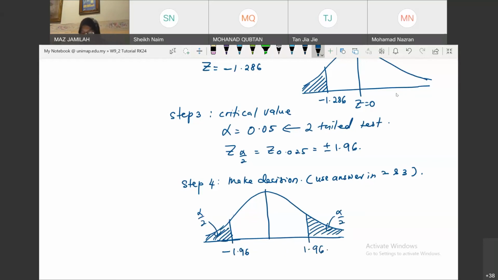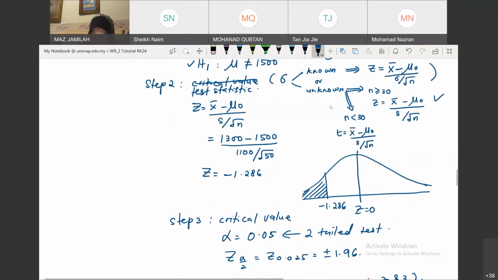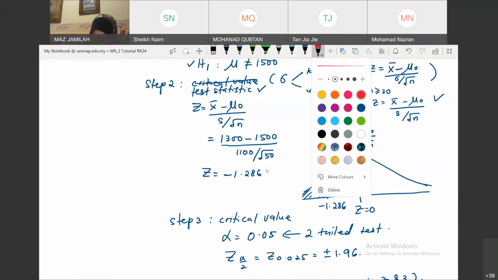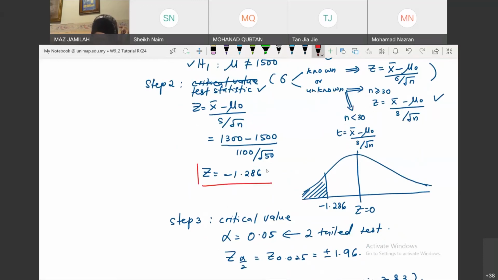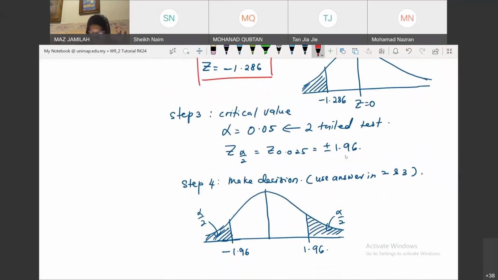Now, using the test statistic that you obtained in your second step, given by this Z equal to negative 1.286, look for its location. If you have Z equal to 0 here, then negative 1.286 will be somewhere over here. Now, class, how do I make the decision?